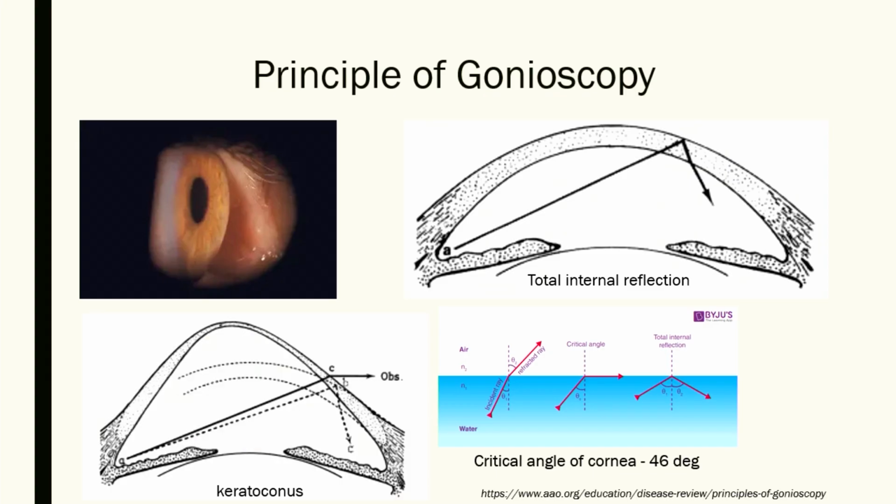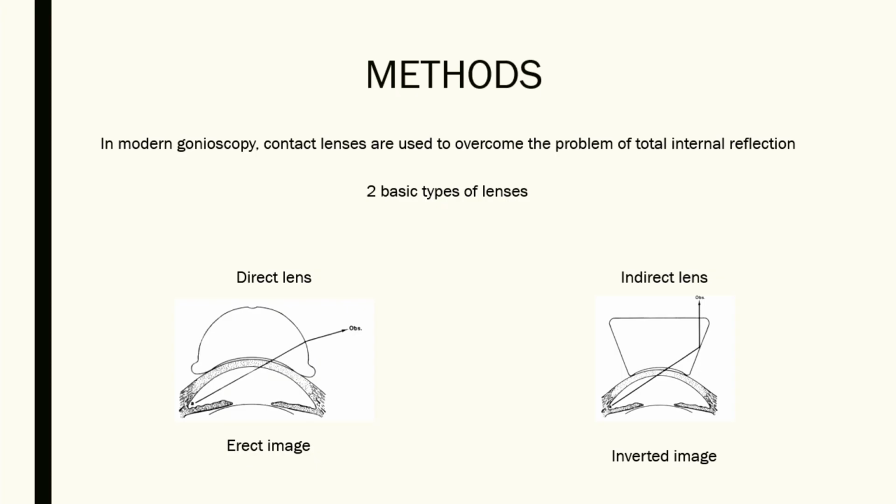However, there are some exceptions, as in the case of keratoconus and keratoglobus, where due to a change in the curvature of the cornea, the ray of the light that is exiting the angle can actually enter the observer's eye. This is what was used by Trantas. So there are two methods of gonioscopy, direct and indirect.